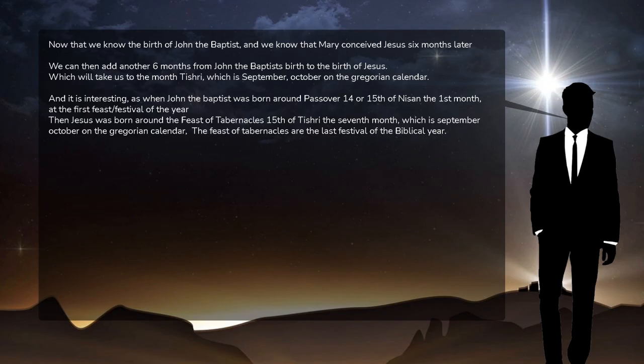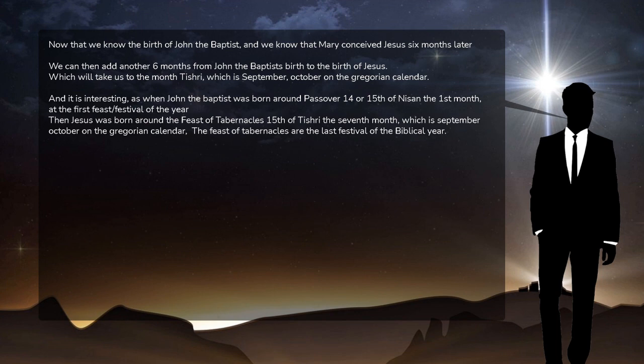Now that we know the birth of John the Baptist, and we know that Mary conceived Jesus 6 months later, we can then add another 6 months from John the Baptist's birth to the birth of Jesus, which will take us to the month Tishri, which is September, October on the Gregorian calendar.